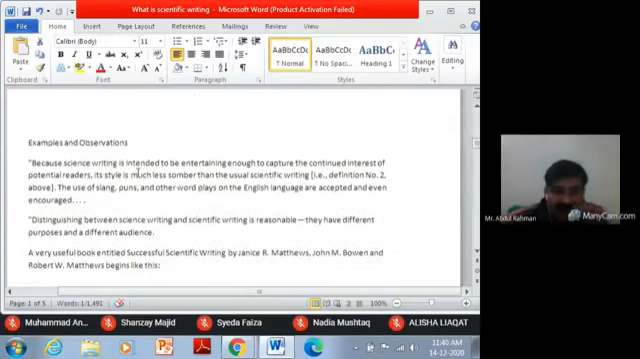Then we have got example and observation, right? In case of scientific writing, example and observation matter the most. But sheer example cannot help you as a researcher, as a scientist. For that, you need to have an observation. And observation plays the most important role. We shall be discussing it or reviewing it in the later portion.